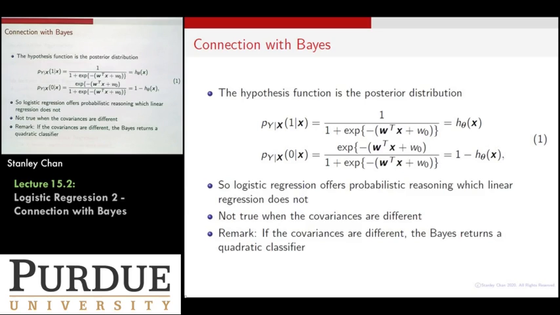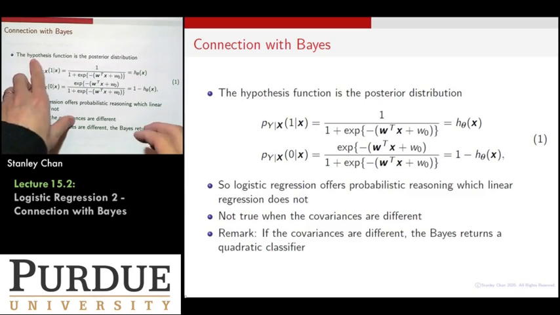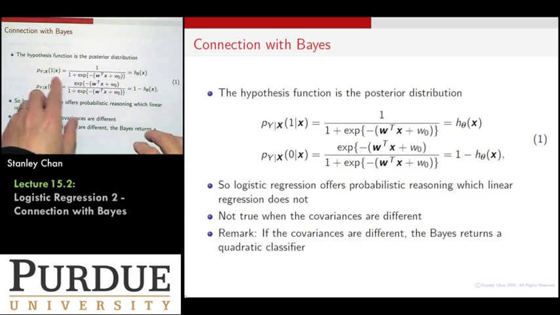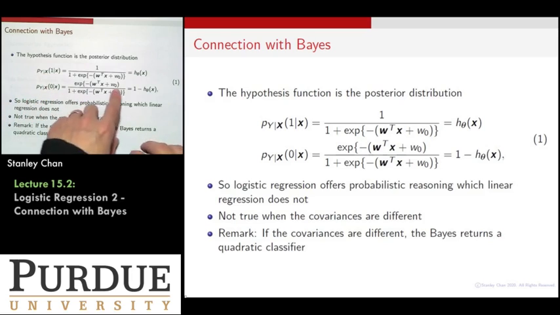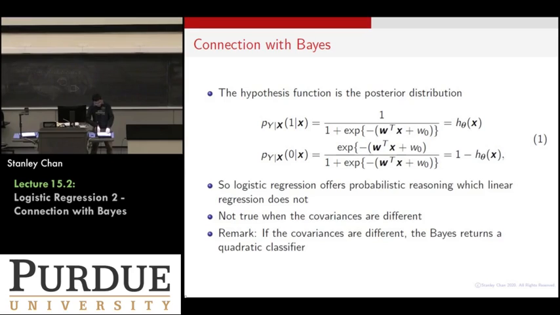So here is a summary of the connection. The hypothesis function is the posterior distribution. So you have 1 given x and 0 given x. That will give you the sigmoid function of x, and the sigmoid function of 1 minus h. And then, logistic regression offers a probabilistic reasoning, which the linear regression doesn't. So that is one advantage of the logistic regression model. I'm not saying that logistic regression is giving you a better fitting or not. I'm just saying that it gives you a probabilistic interpretation. Same as what we have discussed last time. It has a posterior interpretation.